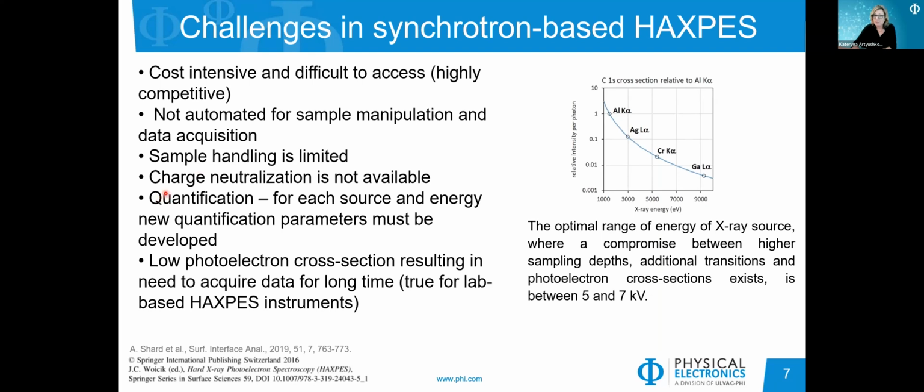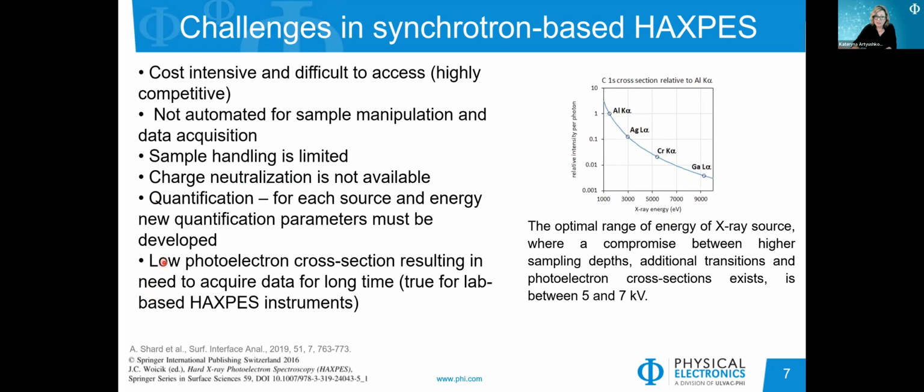Quantification is practically impossible because for each energy, especially if you think of variable energy HAXPES, you have to derive new quantification parameters. So most of the studies coming out from synchrotron sources look at chemical shift and intensity comparison, but not at quantitative results.